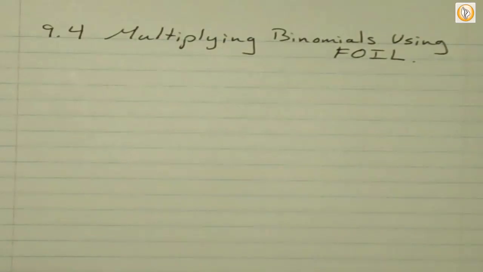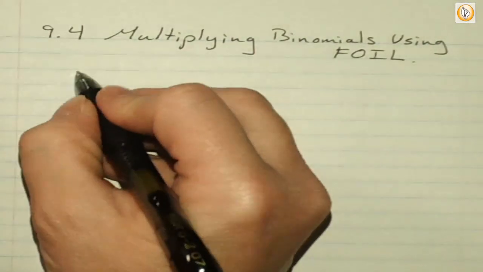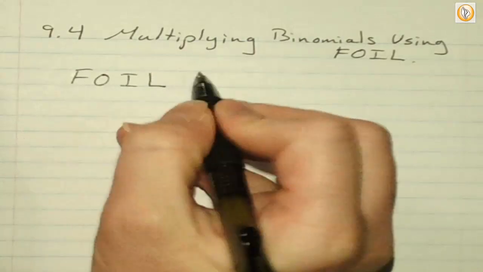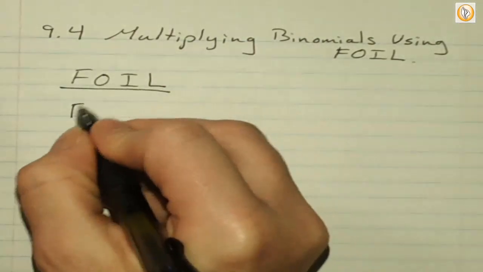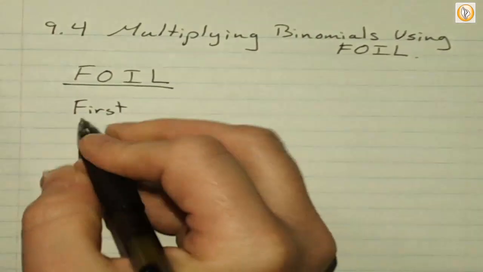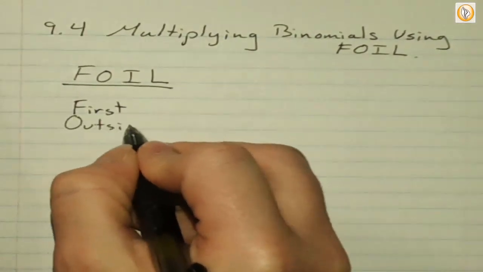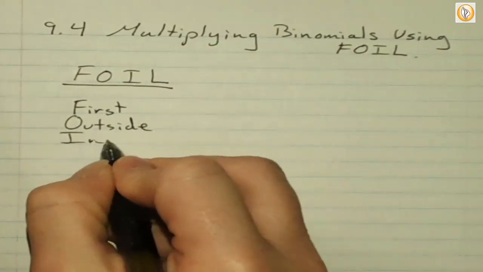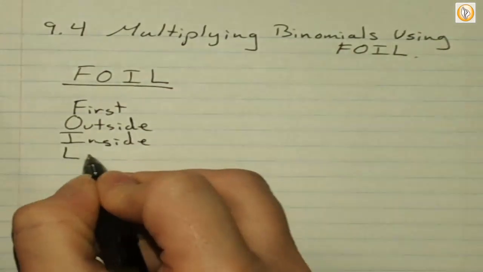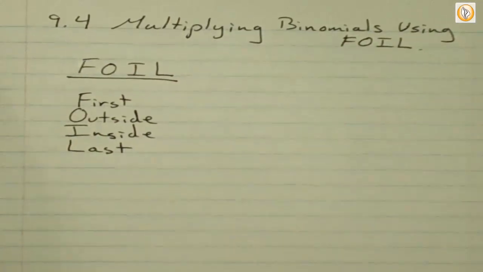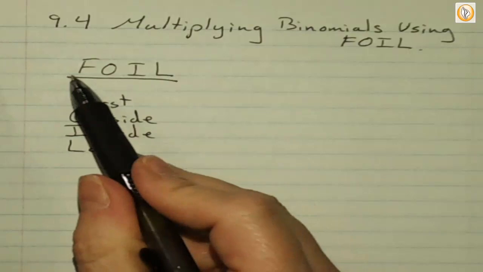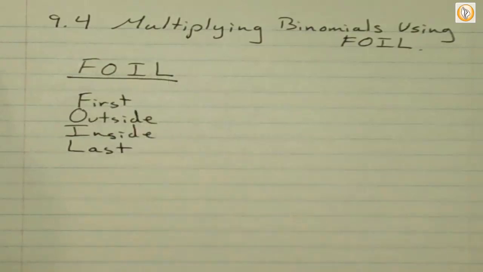Now, the reason I don't have a whole lot of notes is because you've already been doing this. And you can solve this information whether you use FOIL or not. So FOIL stands for first, outside, inside, and last. That's what FOIL means. First, outside, inside, and last.